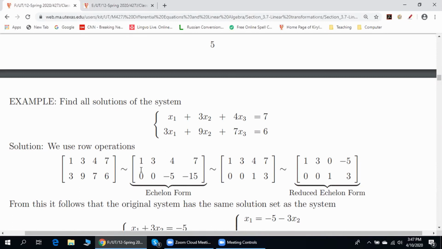Please take a look at this. Here's pivot number 1. Here is pivot number 2. So column number 1 and column number 3 are pivot columns. Column number 2 is not a pivot column. Therefore, x2 is a free variable. x1, x3 are basic variables. Basic variables correspond to pivot columns. Free variables correspond to non-pivot columns.